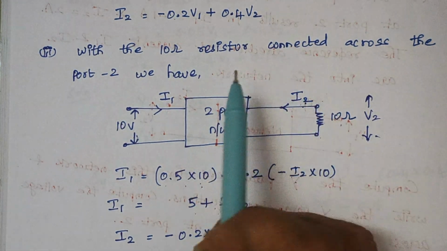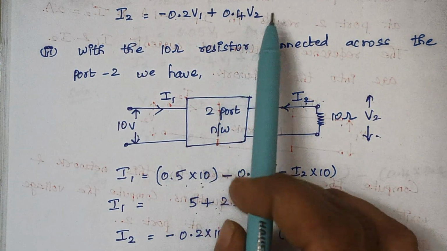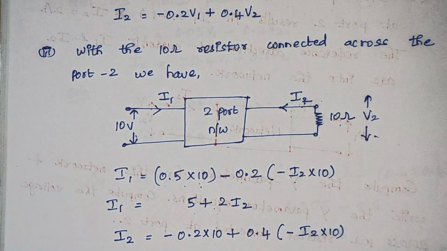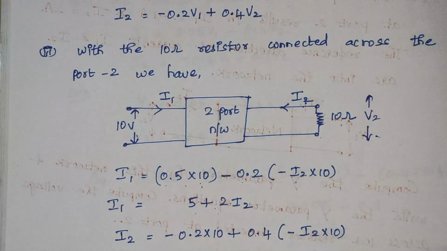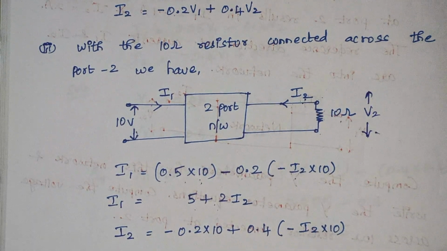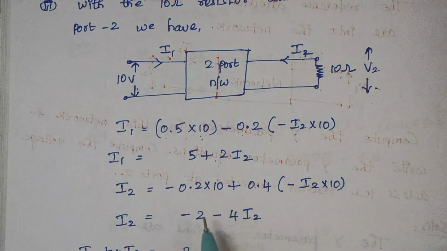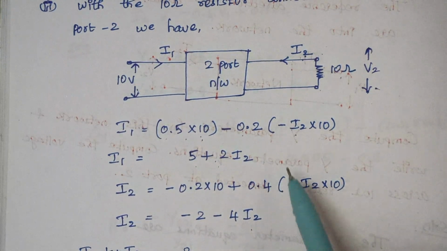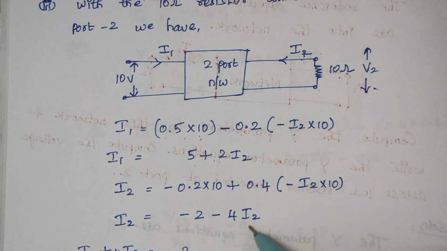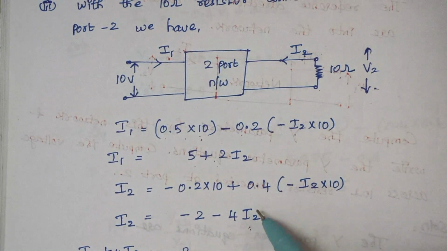Now consider this part, I2. Again substitute the values of V1 and V2. When you substitute V1 is 10 and V2 is minus I2 into 10, and when you simplify, the value of I2 is minus 2 minus 4I2. Now we have these two equations. Once we simplify, we can easily calculate the values.